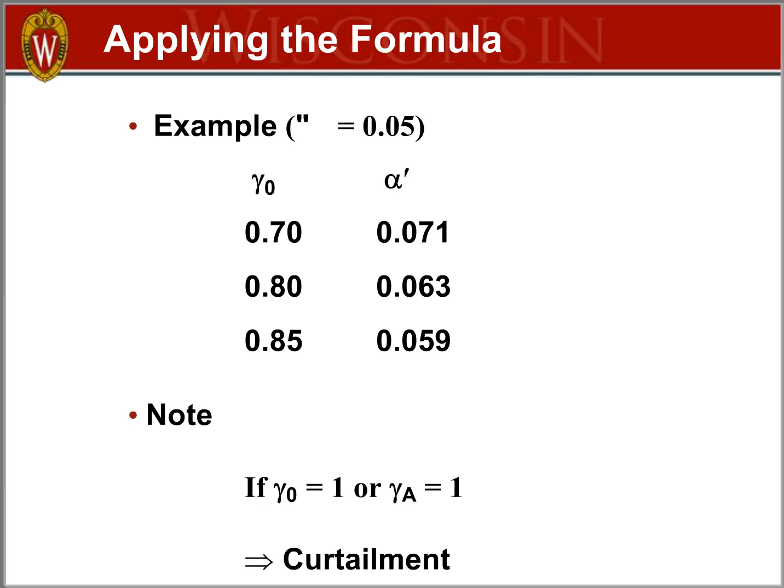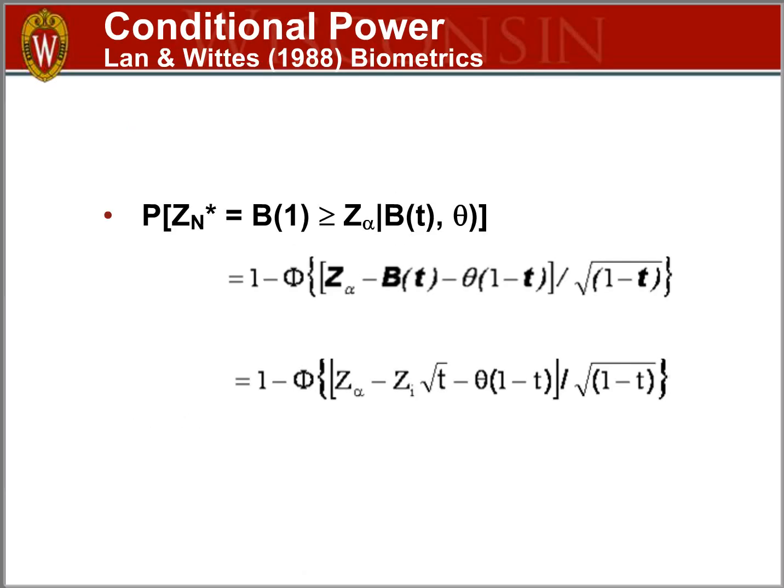If you insist that the gamma naught or even the gamma sub A are 1, then you have certainty, and we call that curtailment. You don't stop until you know absolutely for sure that you can't win or you can't lose. Again, I've computed a formula here for you. It's not important that you understand where the formula comes from, but I present it only to illustrate one point, that this is a very simple calculation to make. The last line is something that you can do almost on the back of an envelope.